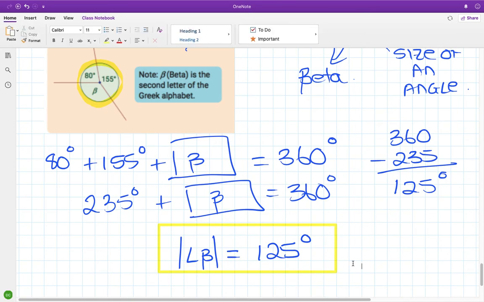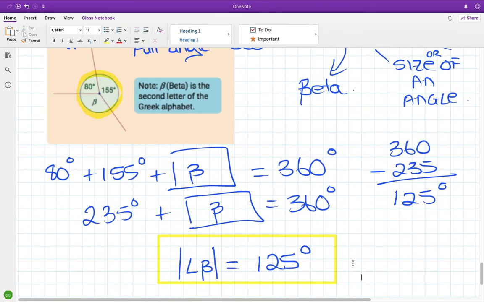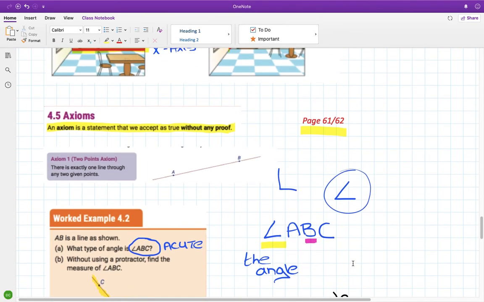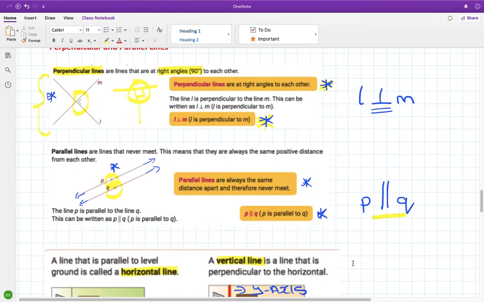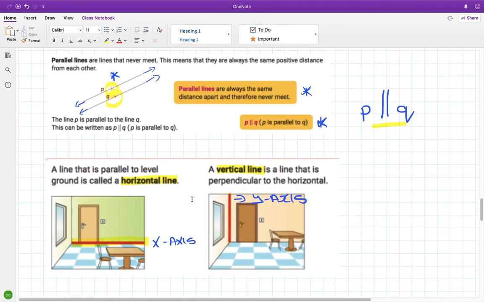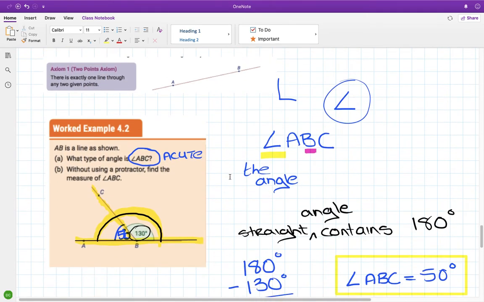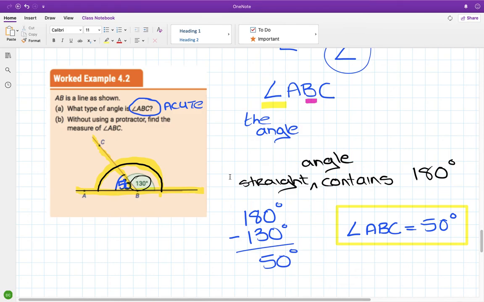Right, so that's actually it for this chapter. That's chapter 4 done. So not as heavy on the notes today. You literally just have to take down perpendicular, parallel, horizontal, vertical, and literally just what is an axiom. And then the 2 little questions.